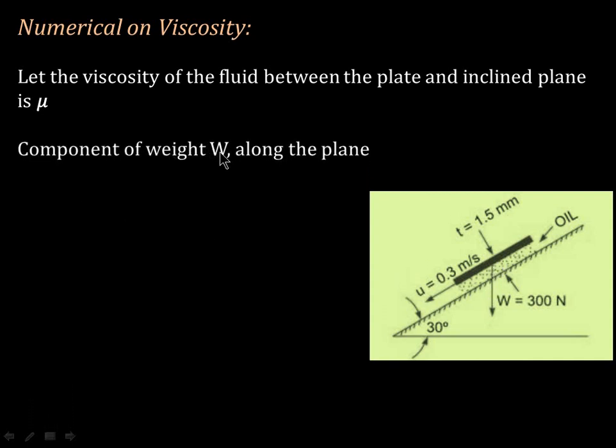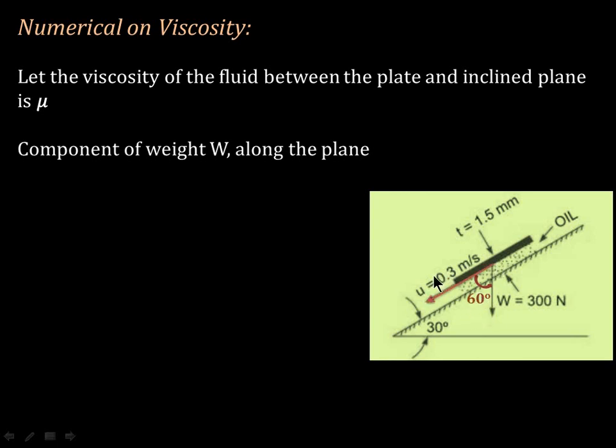Component of weight W along the plane. We are interested in the component of this weight W along the direction of movement of this square plate. The angle between the horizontal and this inclined plane is 30 degrees, so the angle between the square plate and the vertical becomes 60 degrees.